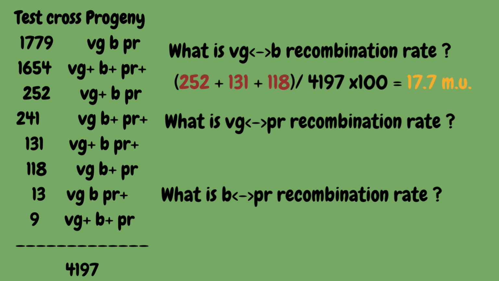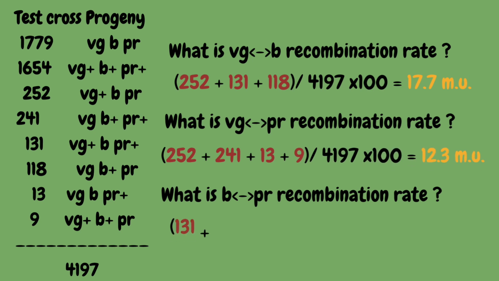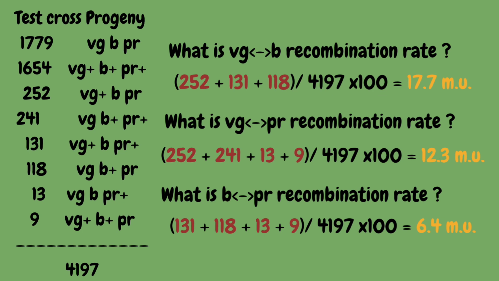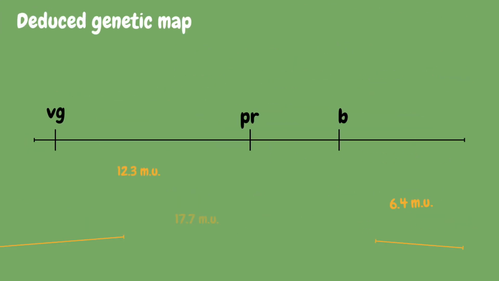If you want to take a moment, pause the video and figure out the recombination values of VG and PR along with B and PR. For VG-PR, we found a recombination rate of 12.3 map units. For B-PR, we found a recombination rate of 6.4 map units. We can analyze these values on a genetic map.